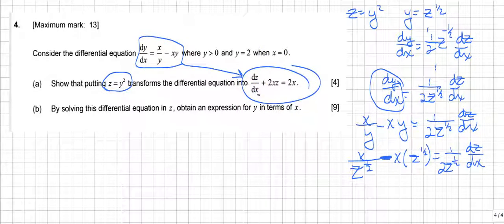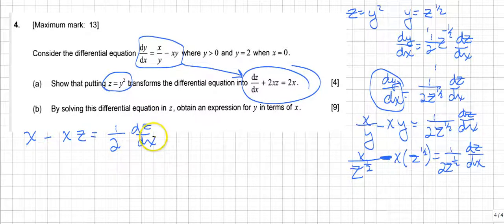Well, let's see, what do I want to do here? I think I'll multiply through by z to the 1/2 to get that out of the denominator. So multiplying every term by z to the 1/2 leaves me an x on the first term. And on the second term, it's going to be x, and z to the 1/2 times z to the 1/2 is z. On the right-hand side, multiplying by z to the 1/2 causes it to cancel, so I just end up with 1/2 dz dx.